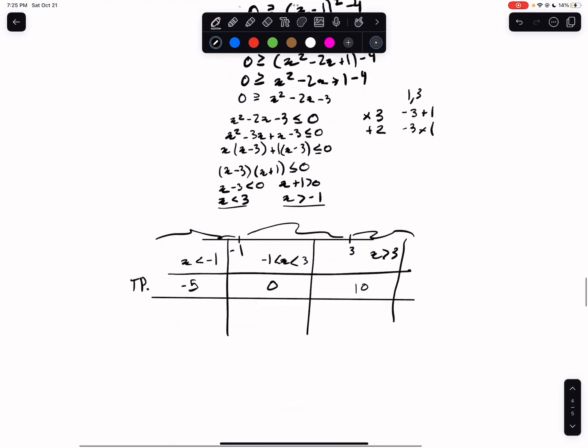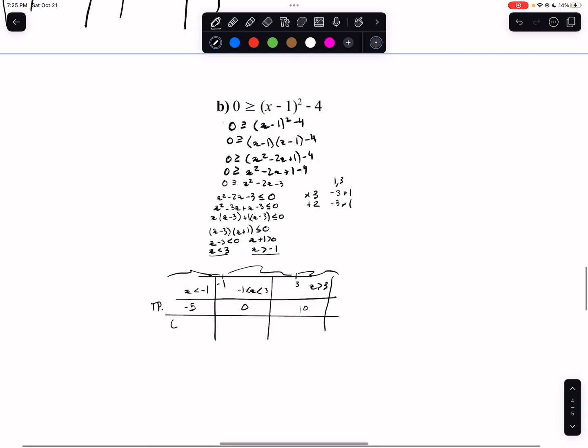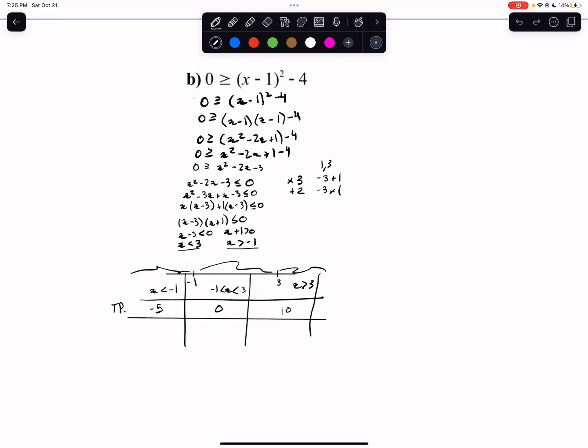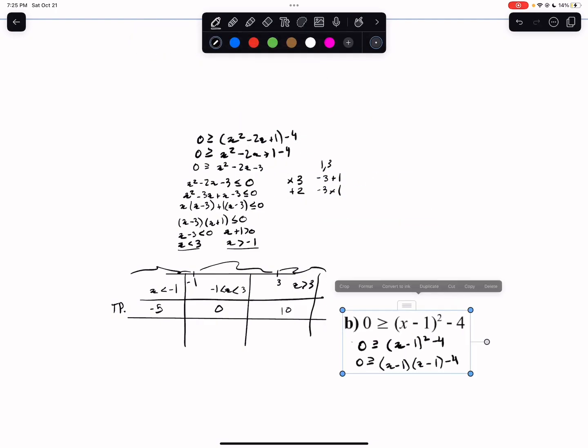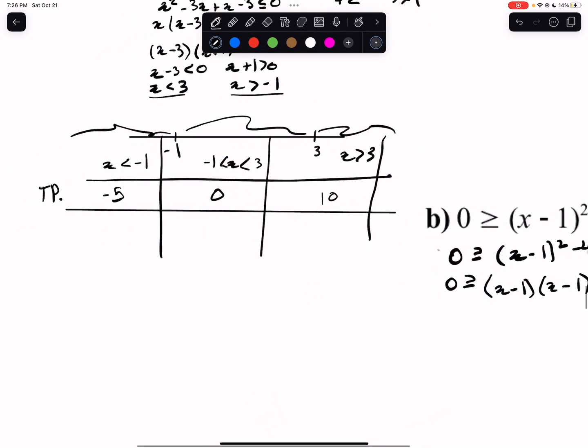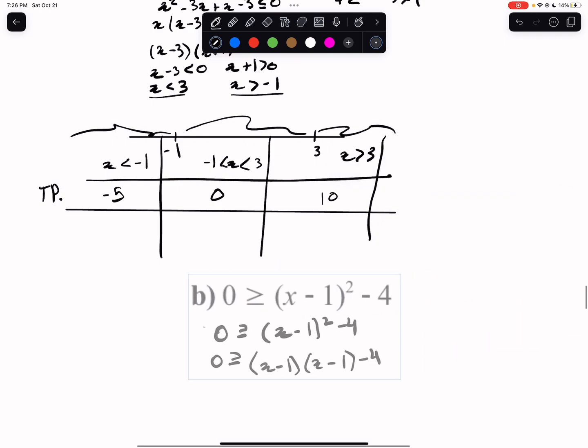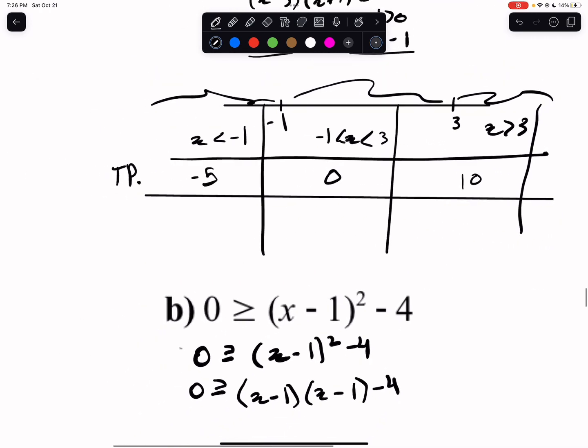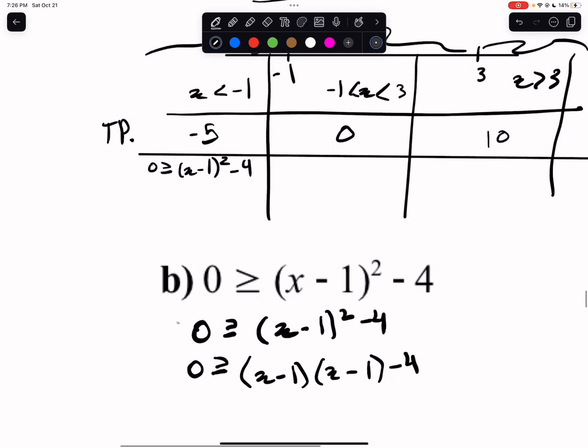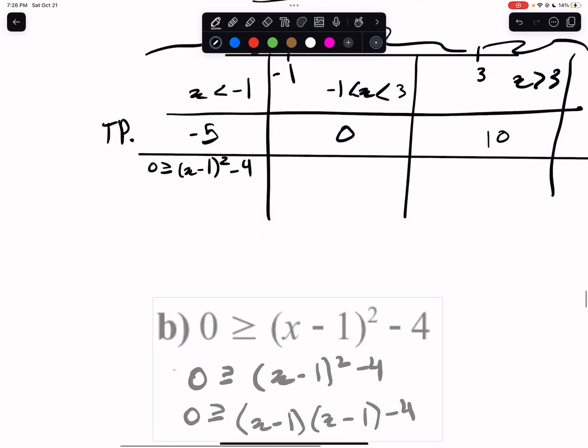Let's bring this down so we can see it. Our original inequality is 0 is greater than or equal to (x minus 1) squared minus 4. We have a test point of minus 5, so let's put all of it in now.